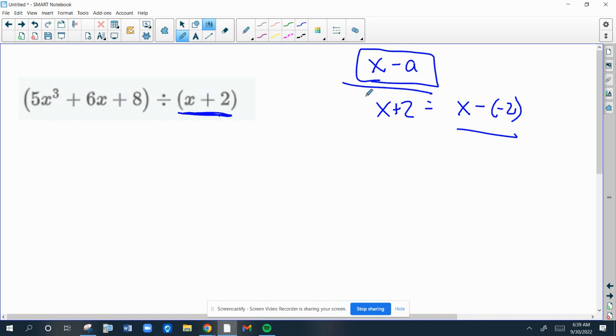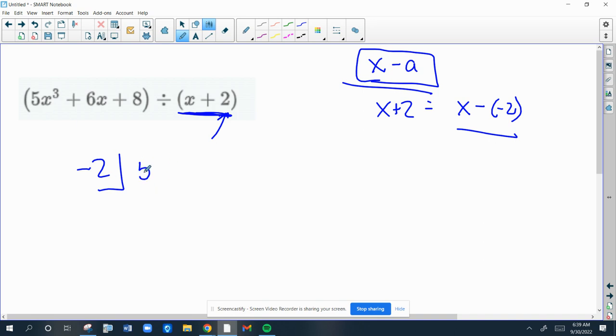So for synthetic division, all you do is take a, in this case, negative 2. Now, a lot of people just think, well, it's the opposite of plus 2, which is okay, but that's not what's really going on here. It's because the form is x minus a. And the dividend, you just write all the coefficients.